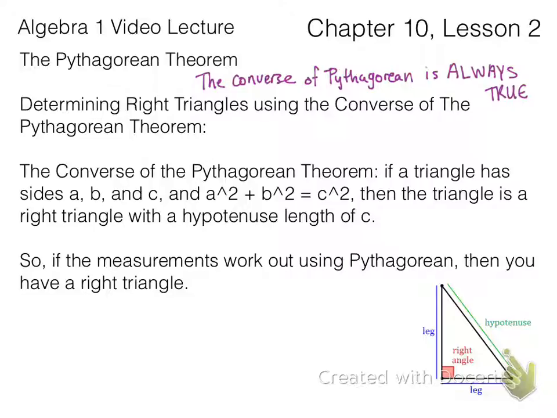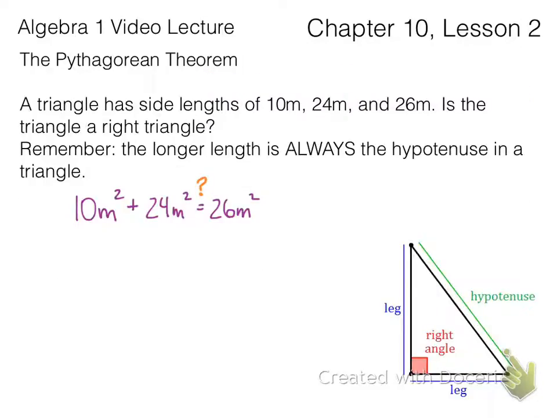The converse of the Pythagorean theorem is: if a triangle has sides a, b, and c, and a squared plus b squared equals c squared, then the triangle is a right triangle with a hypotenuse length of c. So basically, it's just the opposite of the Pythagorean theorem, and it always holds true. All right? So again, we can figure out if we have a right triangle by looking at the lengths of a, b, and c, and then determining if the Pythagorean theorem holds true. So there we go.